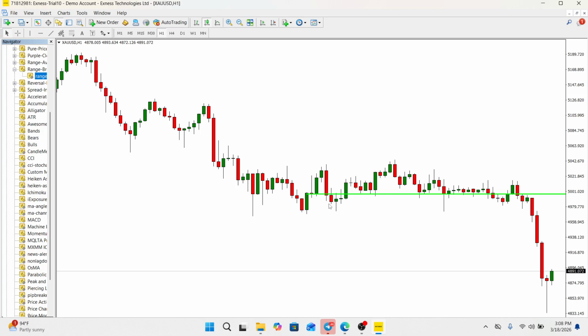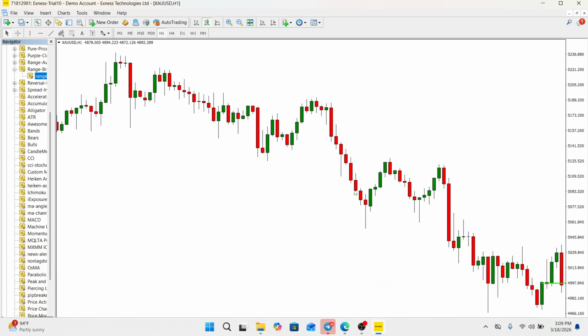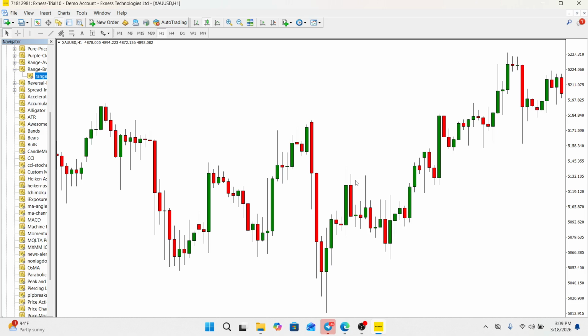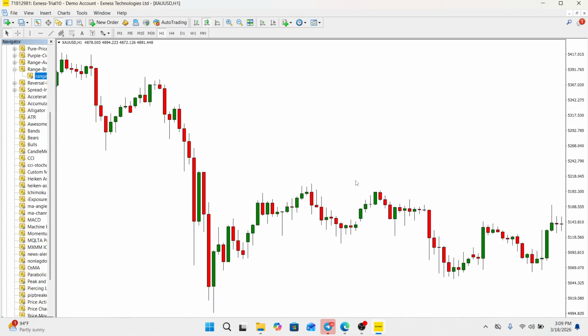So you can see the range breakout indicator plots horizontal lines or a box on the chart to show the upper and lower limits of a defined price range over a selected time window. As new candles form, the indicator keeps these boundaries visible so you can clearly see when price is consolidating between support and resistance within that range.